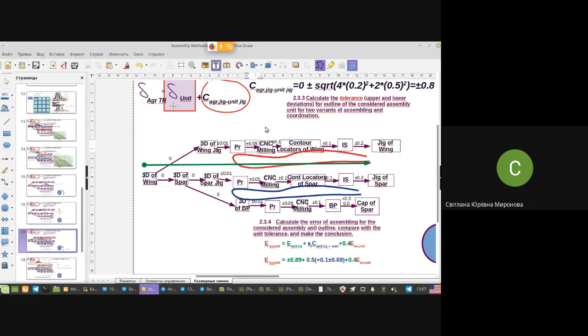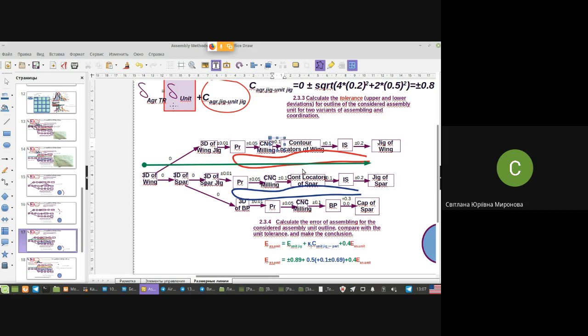Approximately, this is the level and extent of these values. But again, it's necessary to open the particular passport documentation for the CNC machine and check it there. The same goes for the accuracy of the machine itself. Here it's written 0.1, but it may be less, it may be worse. It's necessary to check in the passport of the particular machine.